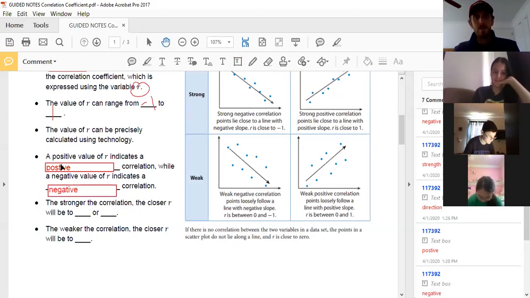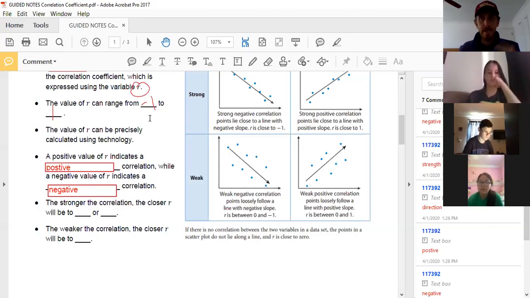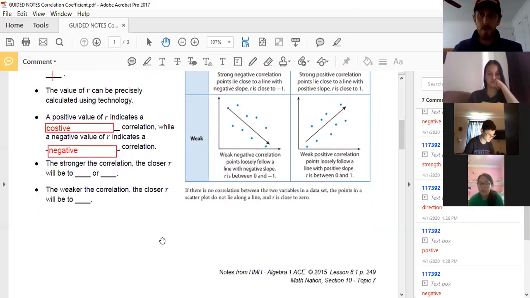Okay, so if R is like 1, I know the correlation's going up. If R is negative 1/2, I know that I've got a negative correlation going down. All right, so positive correlation, negative correlation, that's pretty easy. It goes from -1 to +1. Now, here's the other really important piece of information to remember.